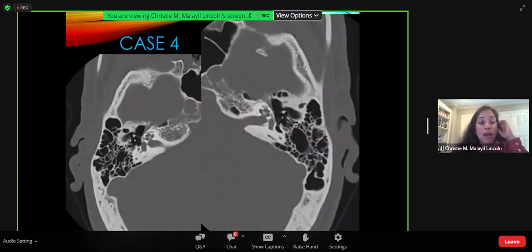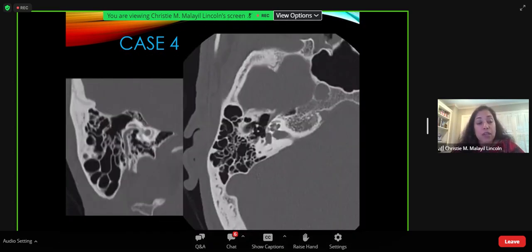Moving on to case 4. So this is an axial CT scan, bilateral temporal bone. And you can see here under the arrow, there's lucency in the otic capsule. I will tell you that the densest bone in the body is the otic capsule. And so it's very hard, it's very bright white. You don't normally see this, but when you do, it's a specific diagnosis.